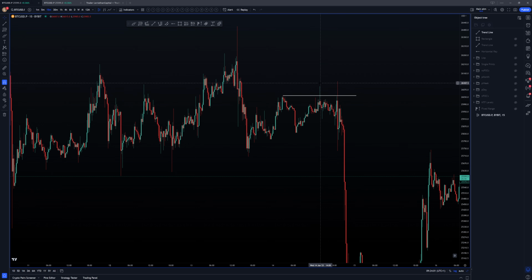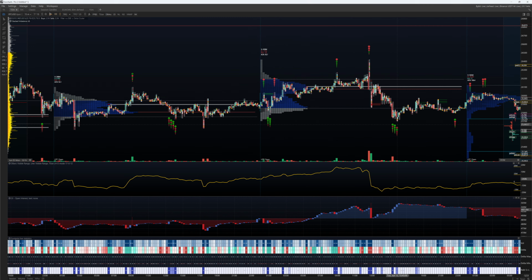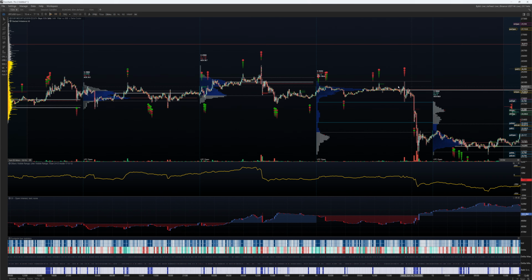But this obviously had the SFP again, stopped out, re-entered. So I don't hesitate to re-enter upon seeing this type of data. Okay, let's just go over to the order flow. Where was this? Over here.